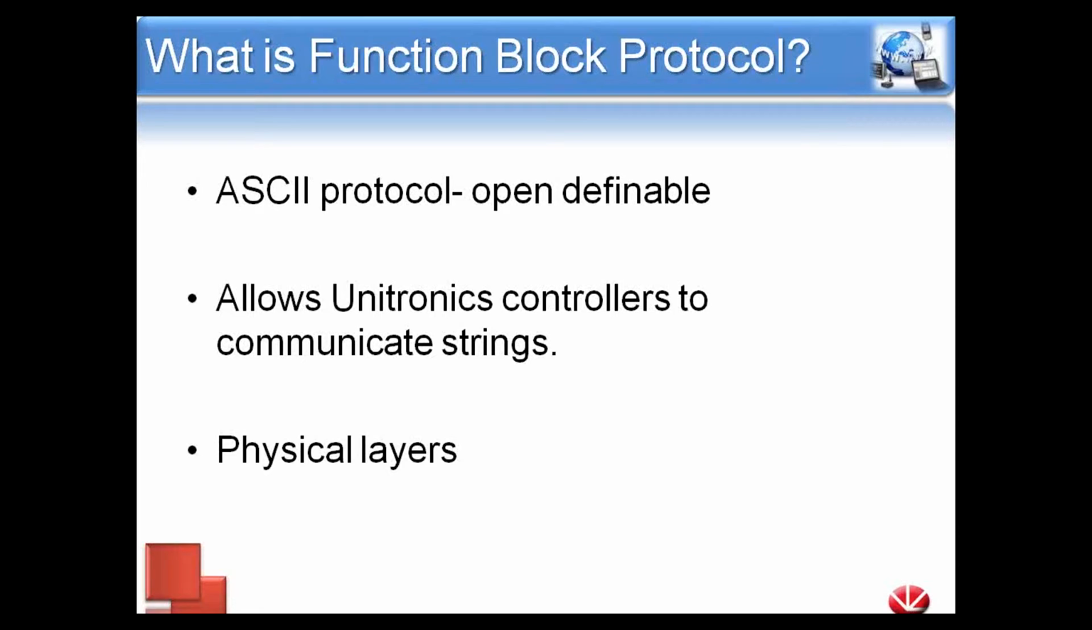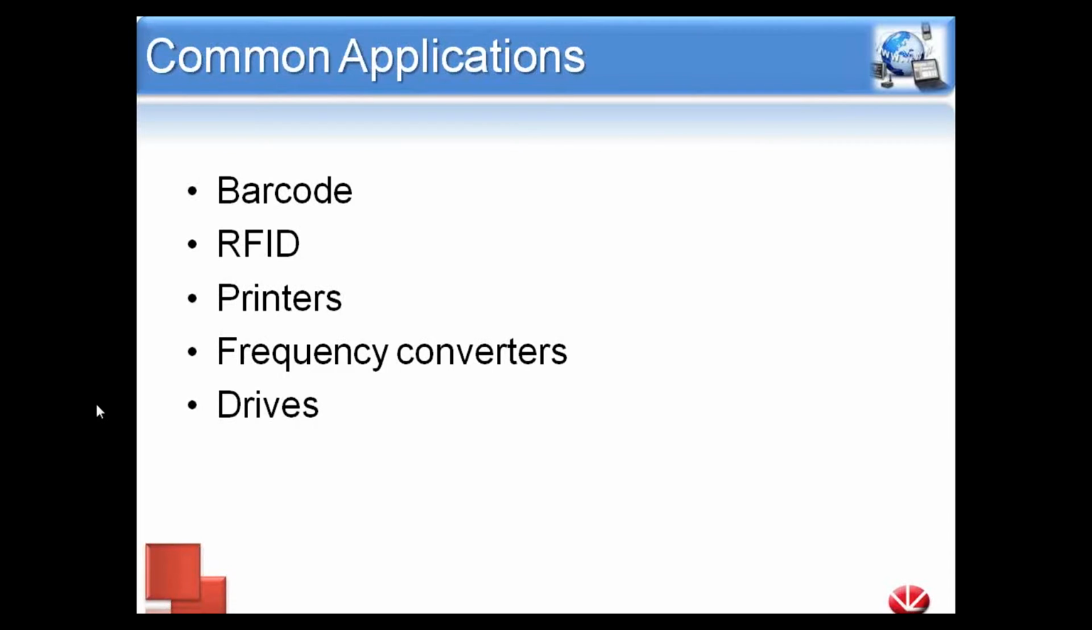Now in this webinar, I will be discussing serial function block protocol, but the basics remain the same for Ethernet. Some common applications that may use function block protocol include a barcode scanner, an RFID card reader, printers, frequency converters, and drives. So if we have a drive that communicates ASCII protocol, we may have to send a run command to the drive or a stop command.